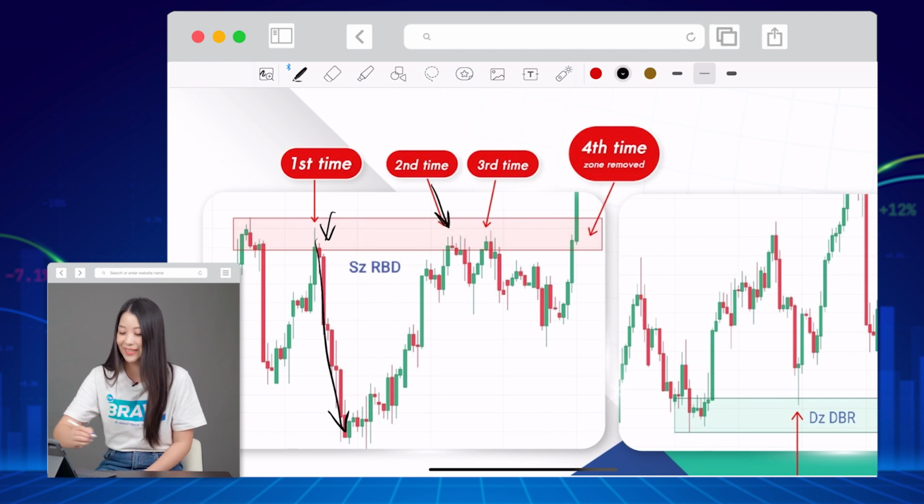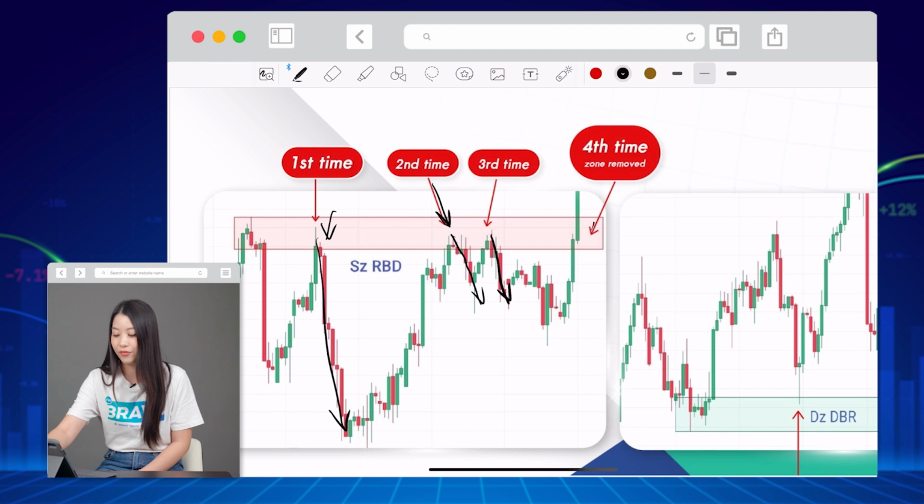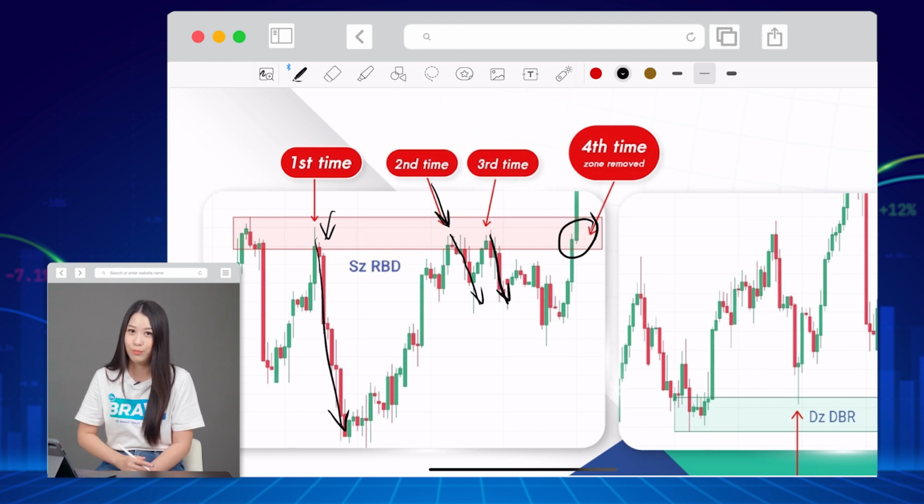Second time, what could you notice here? You can notice that the price took action and dropped down, but it doesn't make a lower low anymore, because the unfilled orders there are a lot fewer. There are fewer orders that could drive the price down. The third time, again, it couldn't make a lower low. And look at the fourth time. Boom, it breaks the zone. This means that all the selling orders there have been removed.